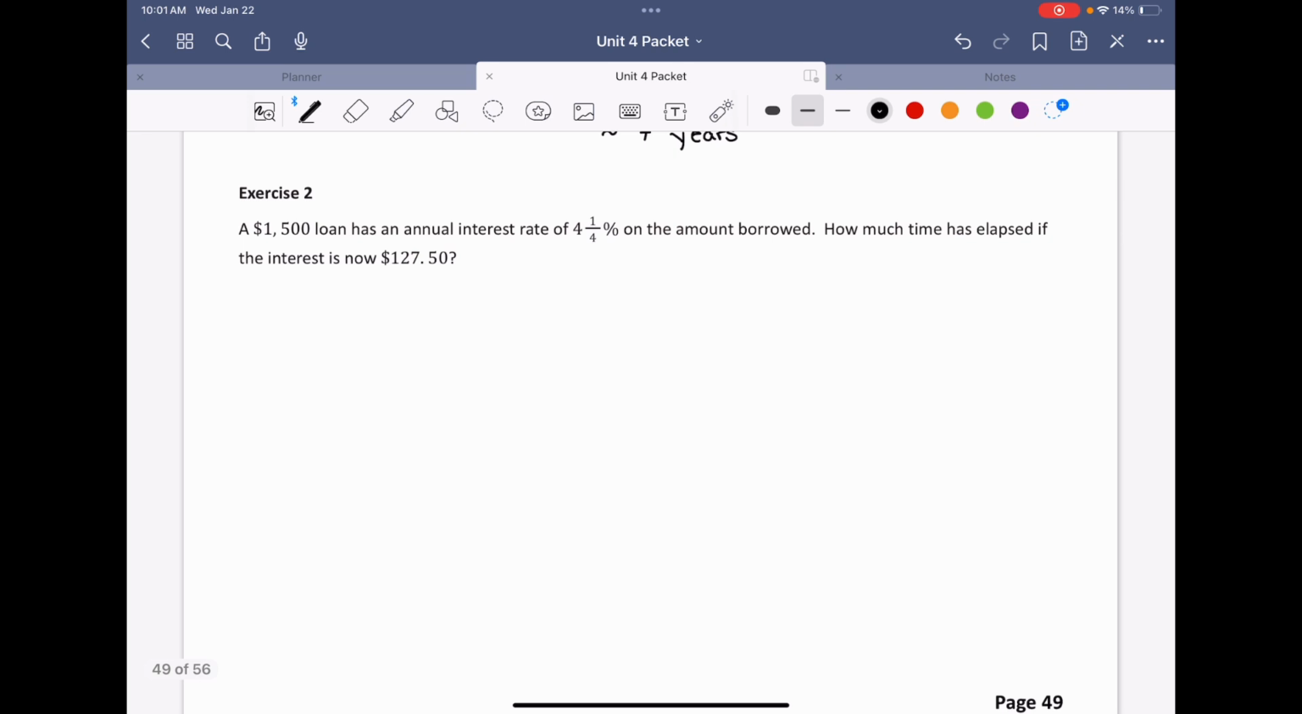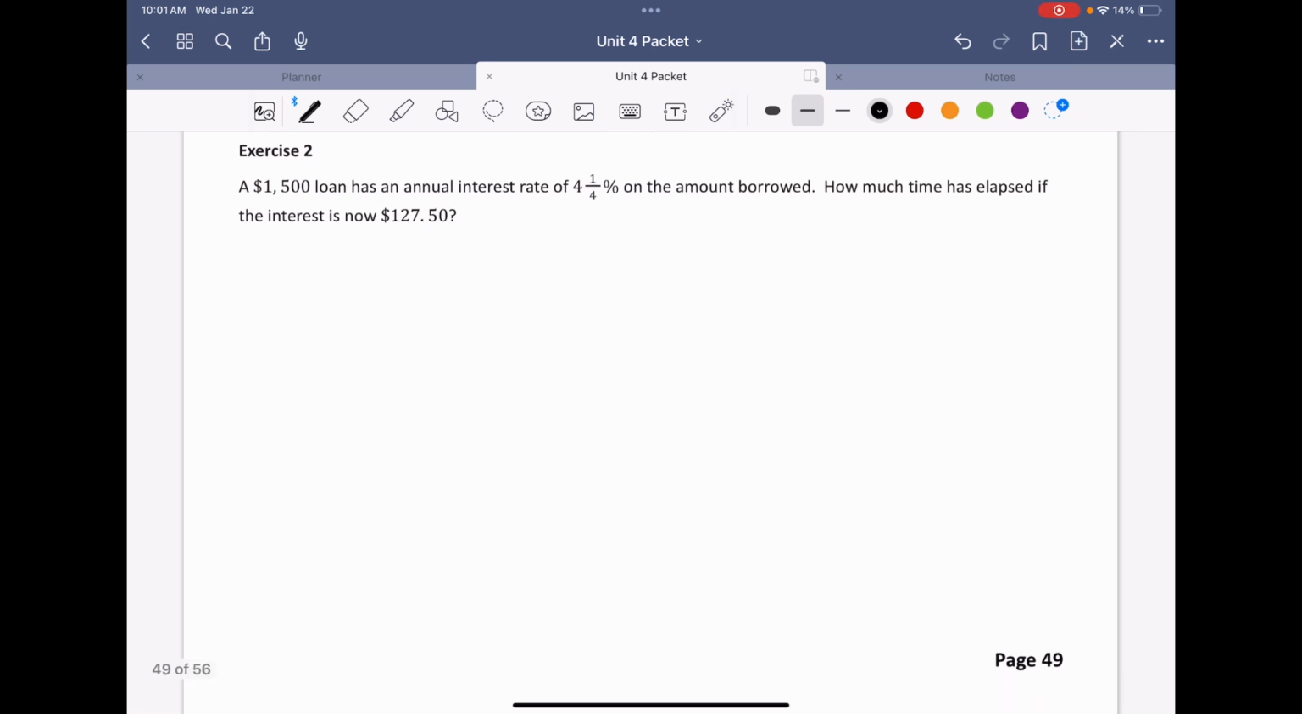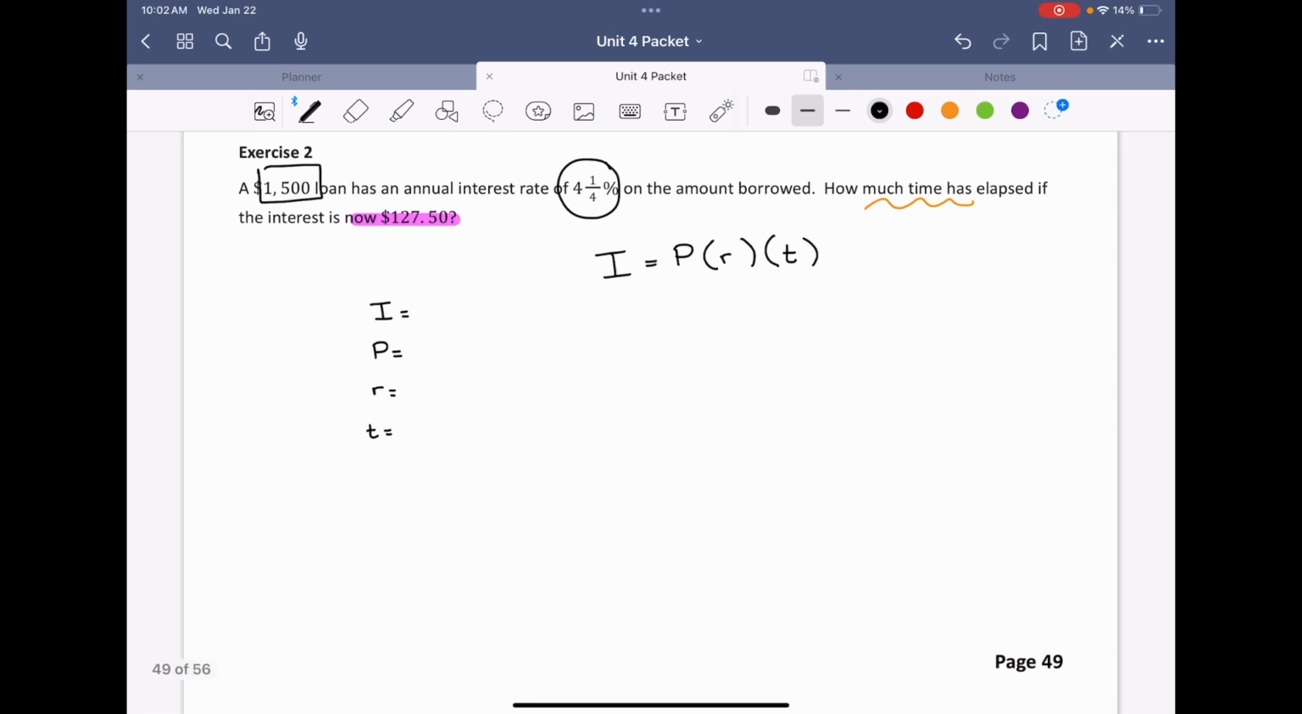It says a $1,500 loan has an annual interest rate of 4.25% on the amount borrowed. How much time has elapsed if the interest is now $127.50? I'm going to have you pause the video and try this one on your own. When you're all set, please unpause the video and check your work. Write your interest, your principal, rate, and you are finding time. So x, 0.0425, 1,500, 127.5.